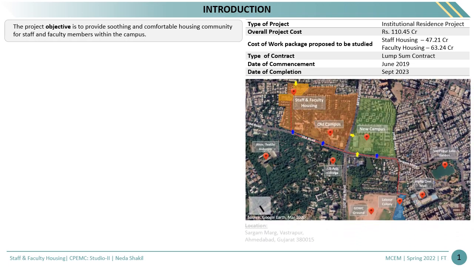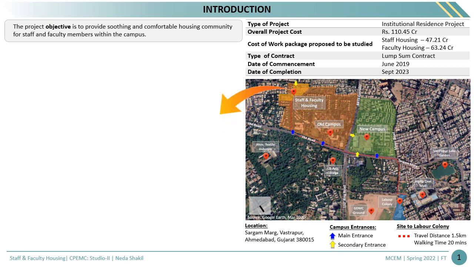The site is located in Vastrapur, Ahmedabad and is highlighted on the map. It is divided into old and new campus. It consists of 3 main entrances and 3 secondary entrances highlighted by arrows. Also, it consists of a labor colony behind Alpha 1 Mall at a distance of 1.5 km.